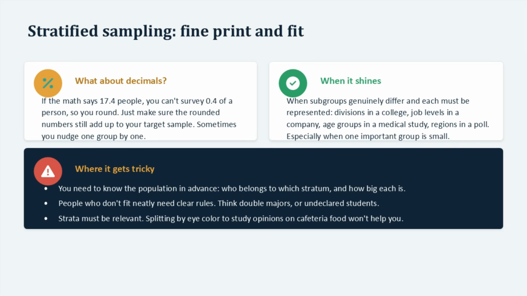And finally, your strata actually need to make sense for the question you're studying. If I'm studying opinions about cafeteria food, and I divide students by eye color, that probably isn't helping me very much. Blue eyes versus brown eyes probably isn't the great cafeteria divide we've been looking for. The groups should be connected in some meaningful way to what you're trying to understand. So stratified sampling is powerful, but only when the strata are chosen thoughtfully and the proportions are handled carefully.